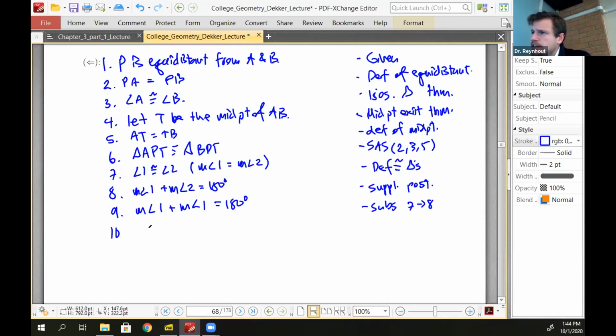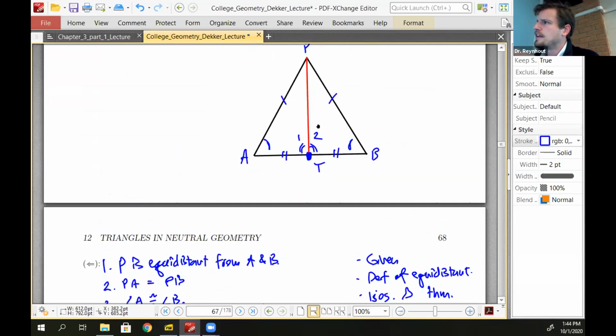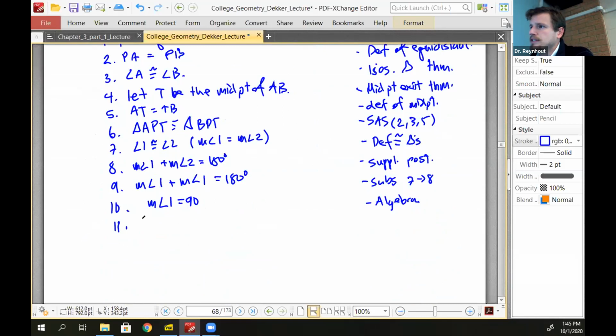Then we can use some algebra to give us that the measure of angle 1 is equal to 90 degrees. And our last and final step: this immediately gives us that this line is the perpendicular bisector, because the two lines intersect, forming a 90-degree angle. So that gives us PT is the perpendicular bisector of AB, and that is simply the definition of perpendicular bisector.